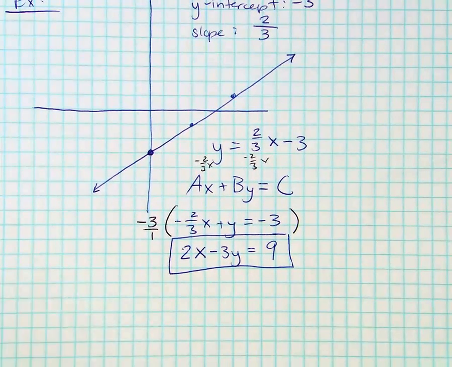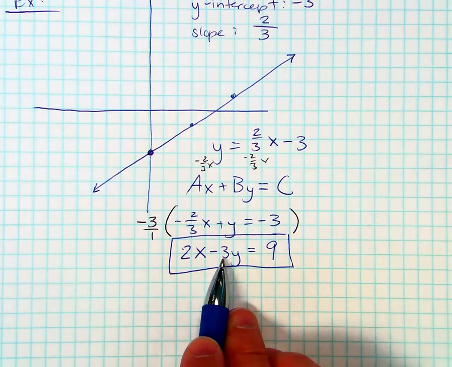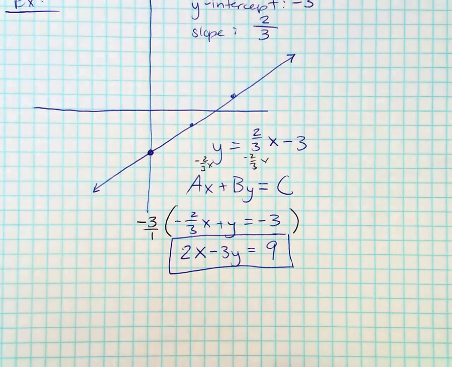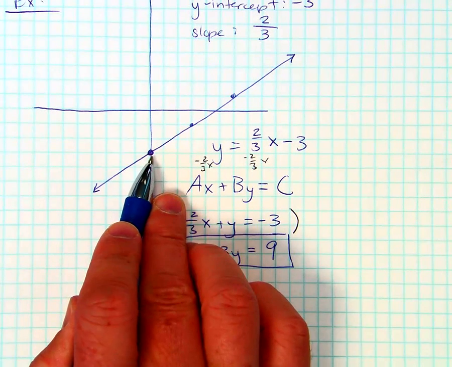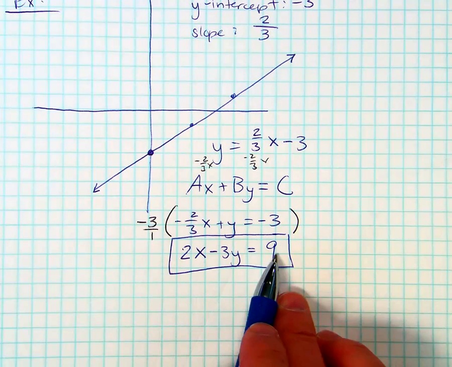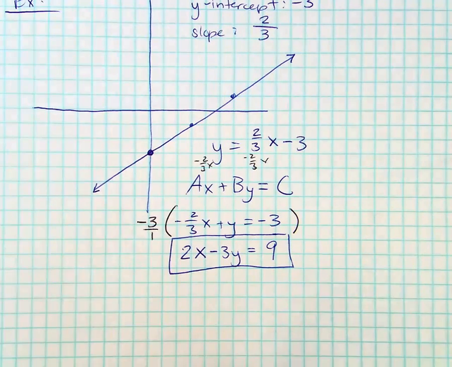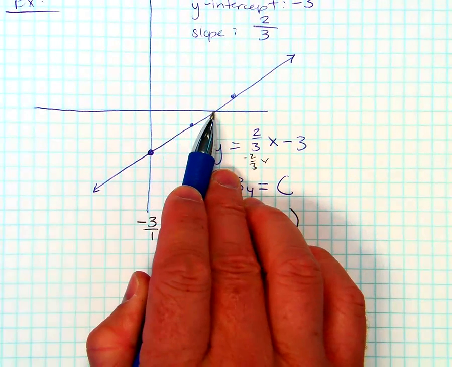I can double check and test this against the graph that I made. To find a y-intercept, I would take the number at the end, 9, and divide it by the number in front of y. What's 9 divided by negative 3? Negative 3. And there it is, the y-intercept. The x-intercept, I would take 9, and I would divide it by 2. What's 9 divided by 2? 4.5. 1, 2, 3, 4.5.